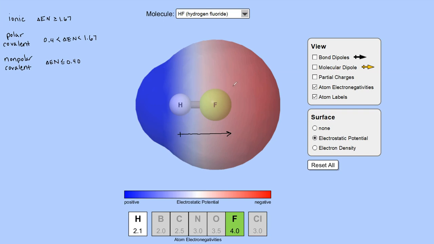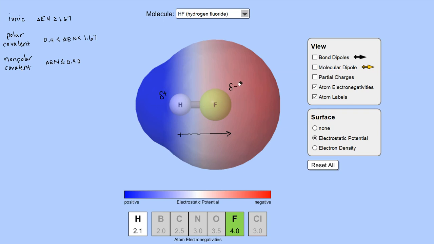The other thing we can do is draw this symbol and say that there's a partial negative charge on this side of the molecule and a partial positive charge on this side. These symbols just mean that it's a partial charge, not a full charge. It's not like we have one whole extra electron over here. It's just saying that the electrons are generally hanging out more on this side than on this side.